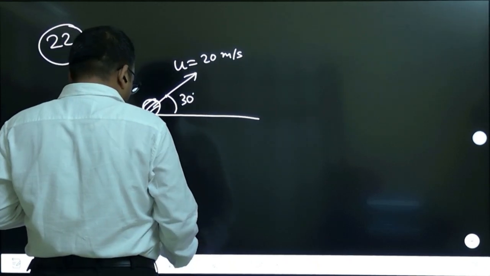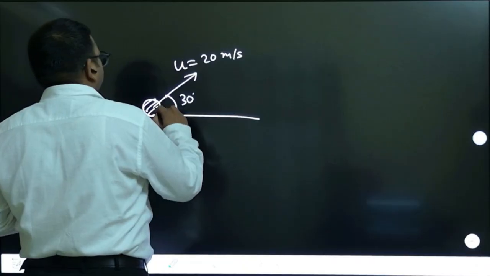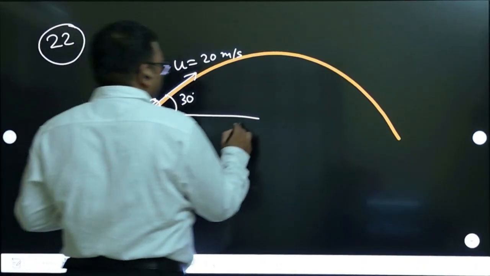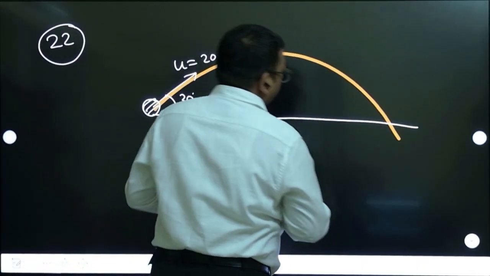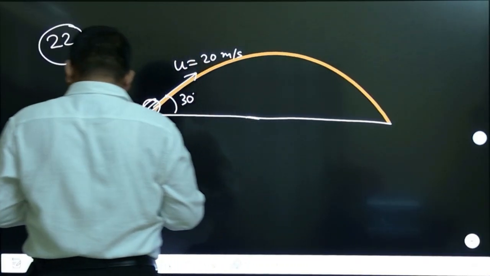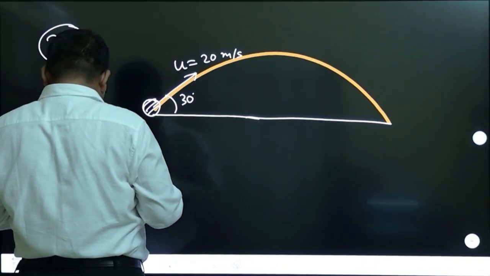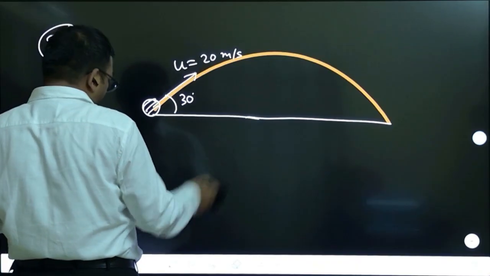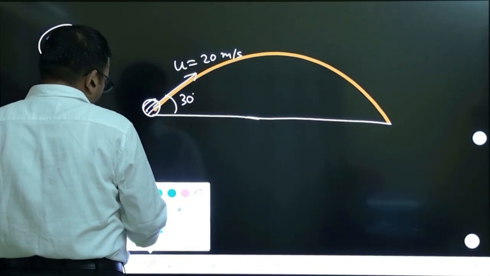So this object is going to have a projectile motion like this. Okay. Projectile motion will have this as the ground, right, for this much. Okay, so the question is its centripetal acceleration 1 second after the projection. So after 1 second, first you have to find where it goes. Okay, where it goes.